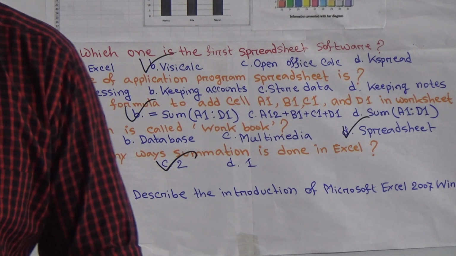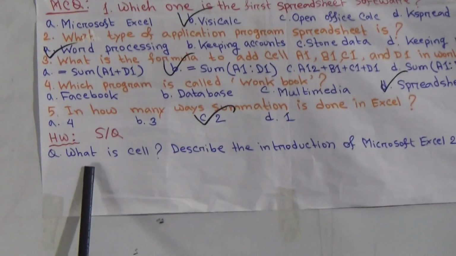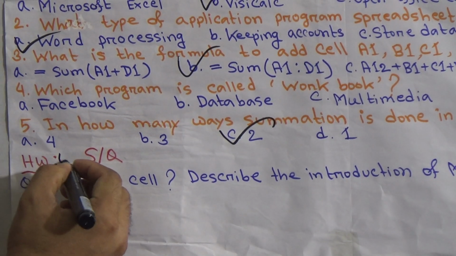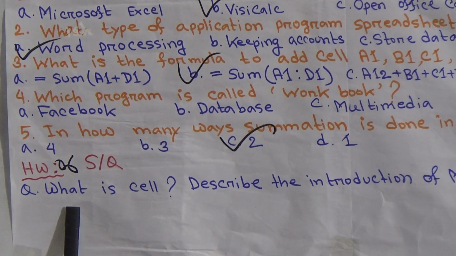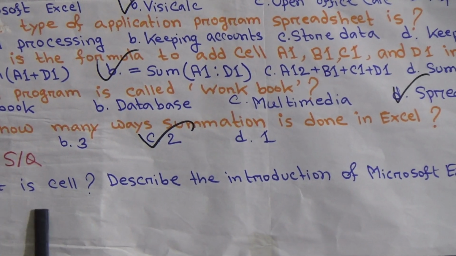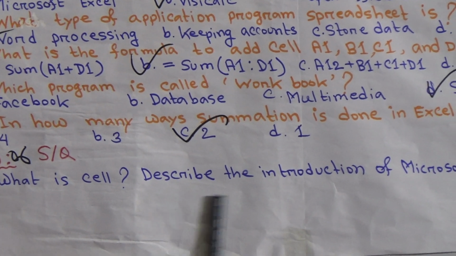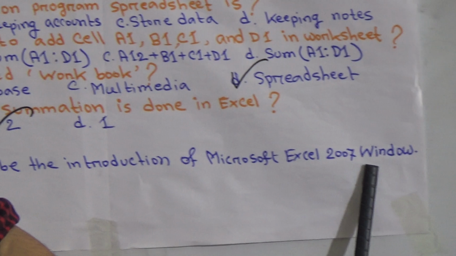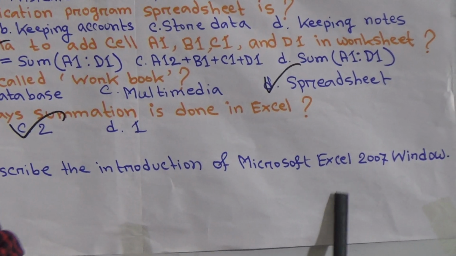So I hope you have understood our today's class. Now take your HW. The HW number is 6. Question is short question. What is cell? Here you need to write your definition of cell. Describe the introduction of Microsoft Excel 2007 window. You have to describe this Microsoft Excel program, all about this.